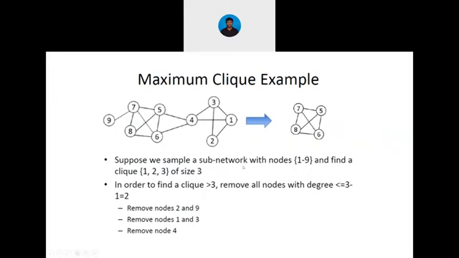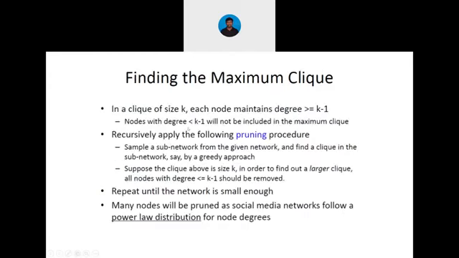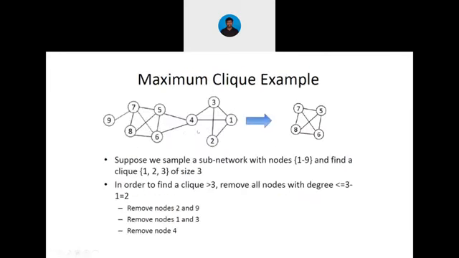Suppose we sample a subnetwork with the nodes 1 to 9. This network consists of 1 to 9, and we find a clique 1, 2, 3 of size 3. We are going to find a subgraph, the clique of size 3. In order to find a clique greater than 3, remove all the nodes with the degree less than or equal to 3 minus 1. That is what I have shown here. If I remove the nodes with degree less than k minus 1, I can find the maximum clique subgraph from this original graph.